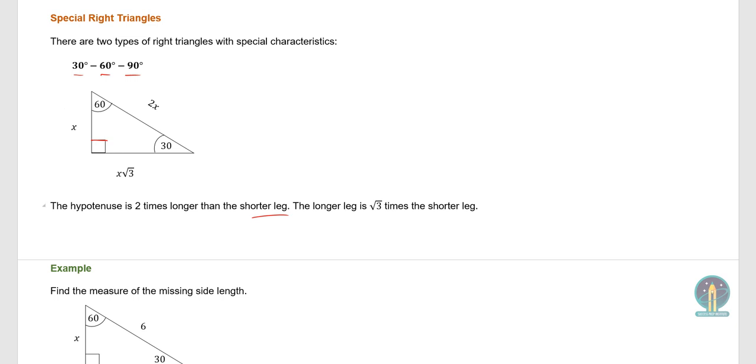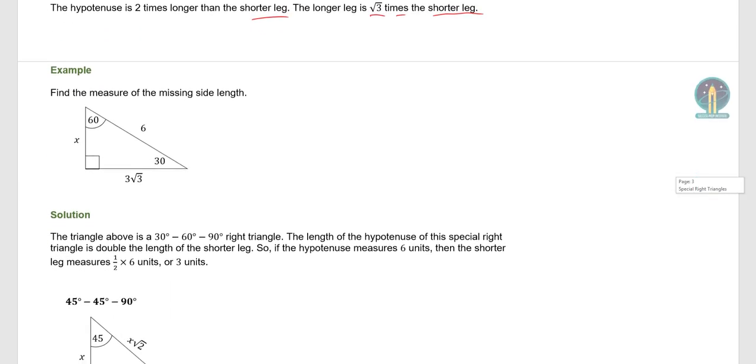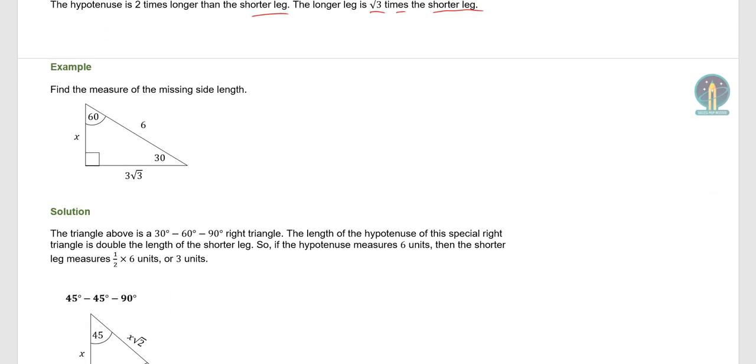For the longer leg, which is opposite to the 60-degree angle, right, the length is x times square root of 3. So it's the short leg times square root of 3. So the longer leg is square root of 3 times the shorter leg. Okay. Let's look at this example. Find the measure of the missing side length. So here we have a right triangle, 30, 60 degrees.